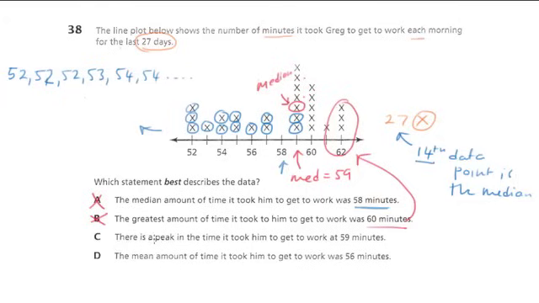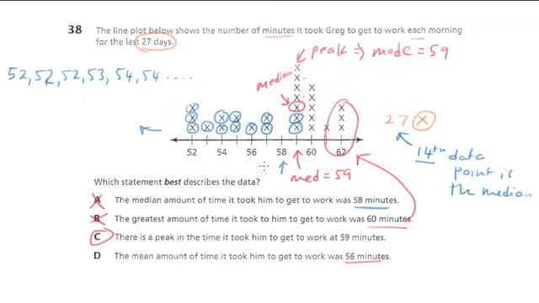C, there is a peak in the time it took him to get to work at 59 minutes. Well, this is a peak, and it's also the mode. And so the mode equals 59, and so it's looking like C. Let's just check though. D says the mean amount of time it took him to get to work was 56 minutes.